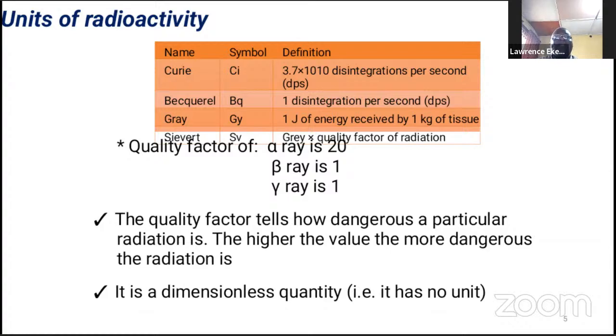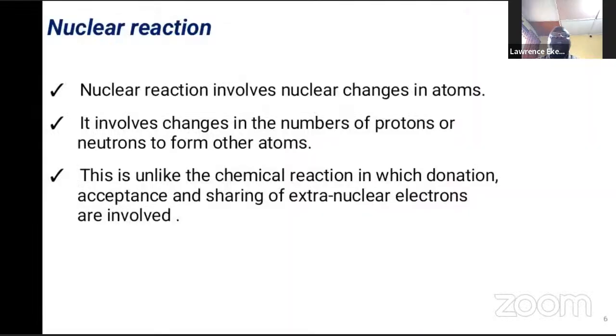Okay, now there is what is called the quality factor of rays. The quality factor of rays gives information about the danger of a particular radiation. The higher the value, the more dangerous the radiation is. So the quality factor tells you how dangerous a radiation is. If the value is higher, then the rays, either alpha, beta or gamma ray, are very dangerous. It is a dimensionless quantity. It has no unit.